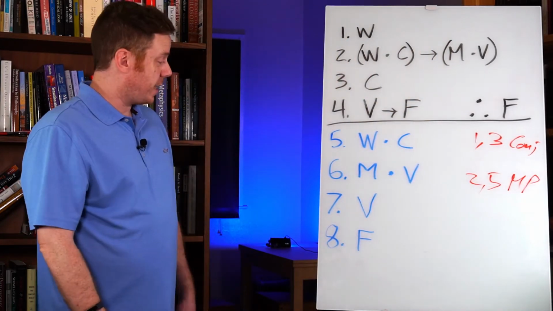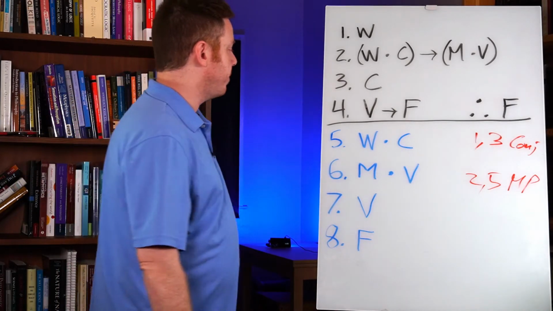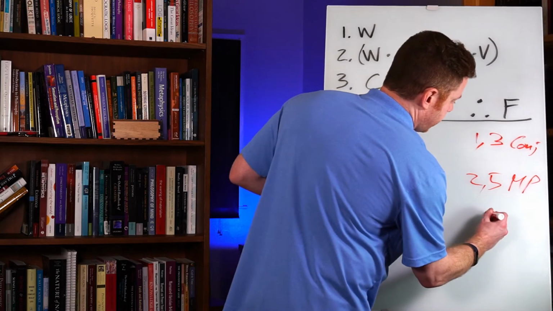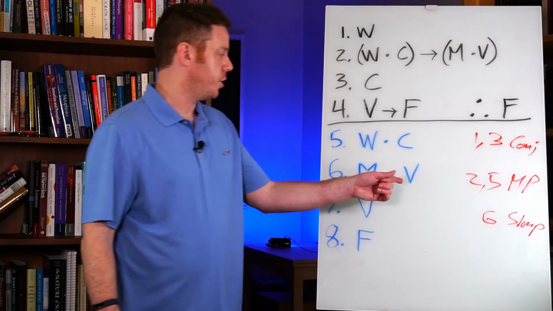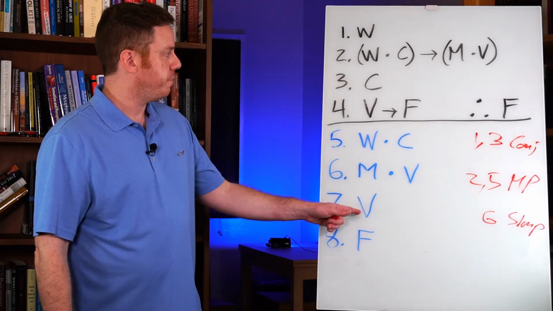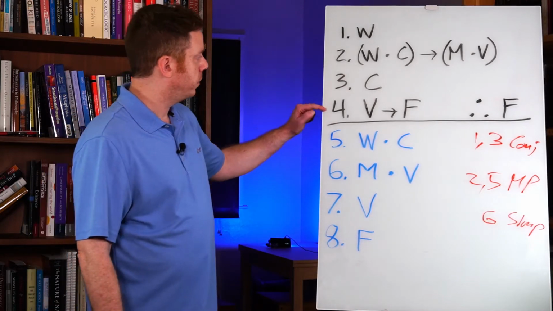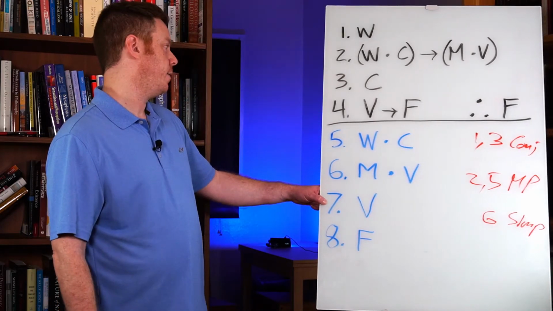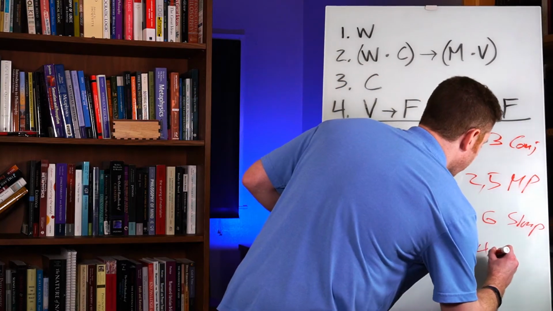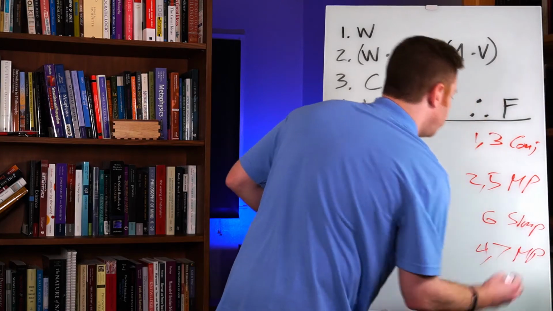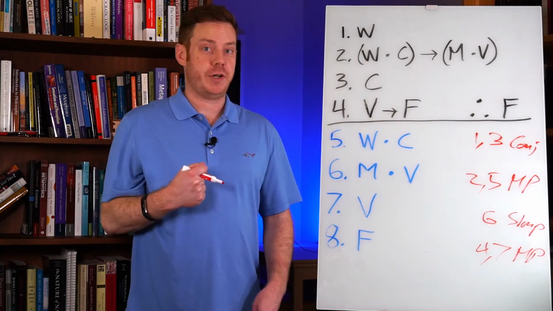What about, what are we on? 7. So V all by itself. That's pretty simple. We just take 6 and simplify it. Break that down, right? You can just take part of a conjunction. So now we got V, and we just got to get F. Well, we get 4. 4 plus 7 modus ponens. That's going to give us the F. Awesome. So that's that one.